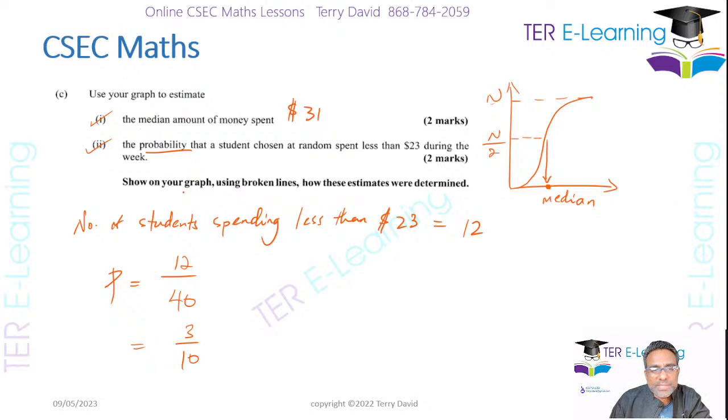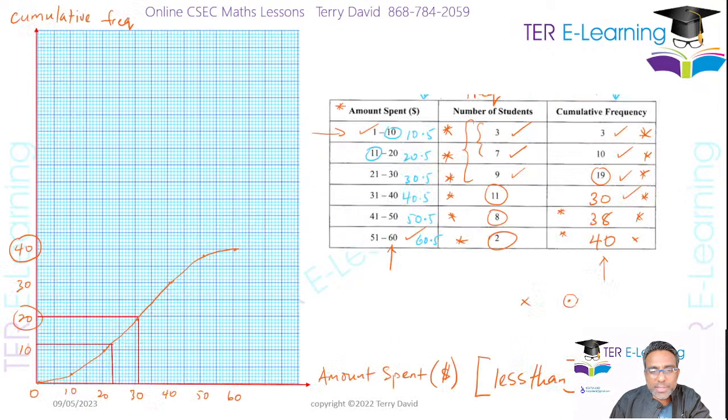If you notice, they said in the question, use broken lines to show how the estimates were determined. Well, I didn't use broken lines, but you need to draw lines on a diagram in order to measure these things. You need to do that.